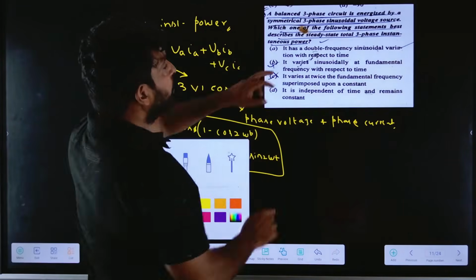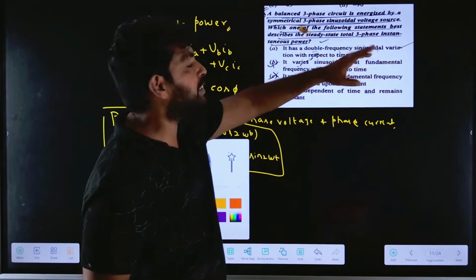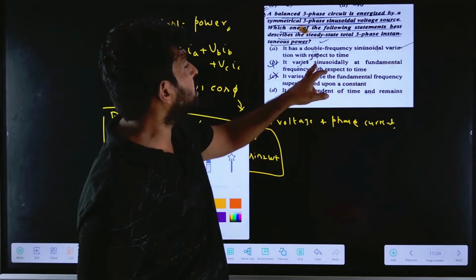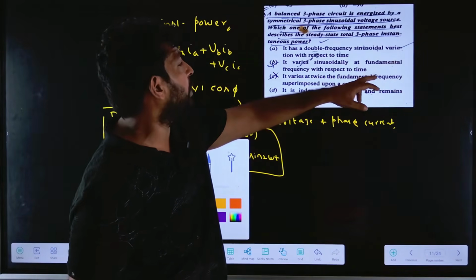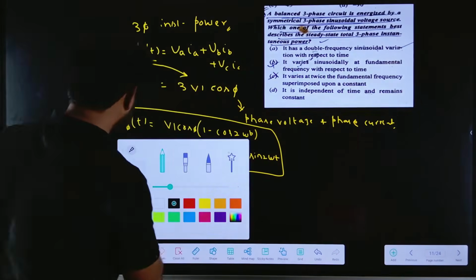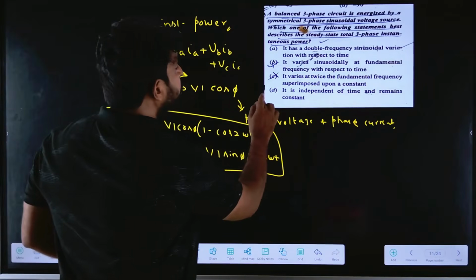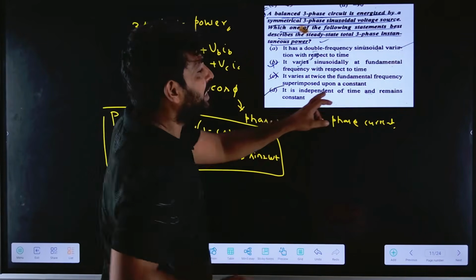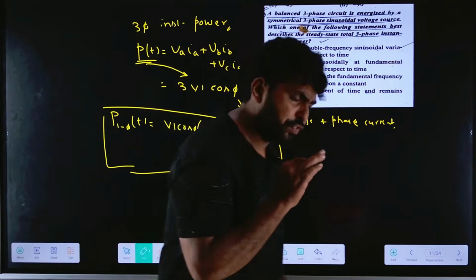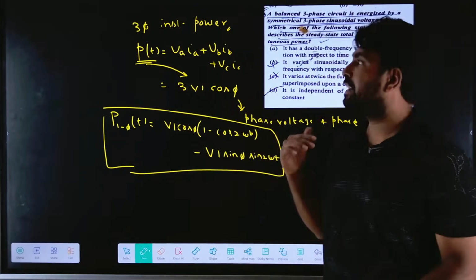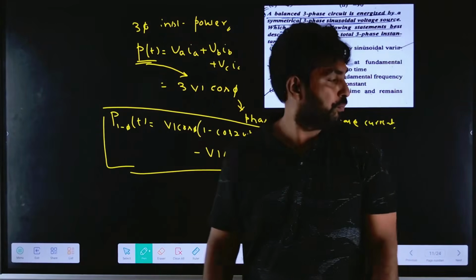The first option is double the sinusoidal frequency. It is not correct. The second option is it varies with the fundamental frequency. It is also not correct. The third is it varies with twice the fundamental frequency. It is also not correct. So the fourth option is correct. It is independent of time and remains constant. This is very important. Basically it is an interview question which is very important.